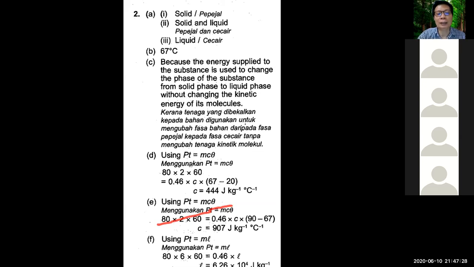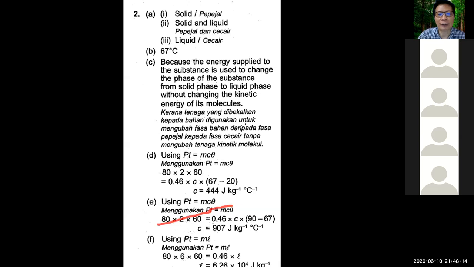Okay, for specific heat capacity, Pt equals mcθ. Pt equals mcθ, power 80, 2 minutes change to seconds, mass 0.46, find the c. Change in temperature from 67 minus 20. It starts from 20, heats up to 67, right? Change in temperature, 67 minus 20. So you get 444 joule per kilogram per degree Celsius, okay?